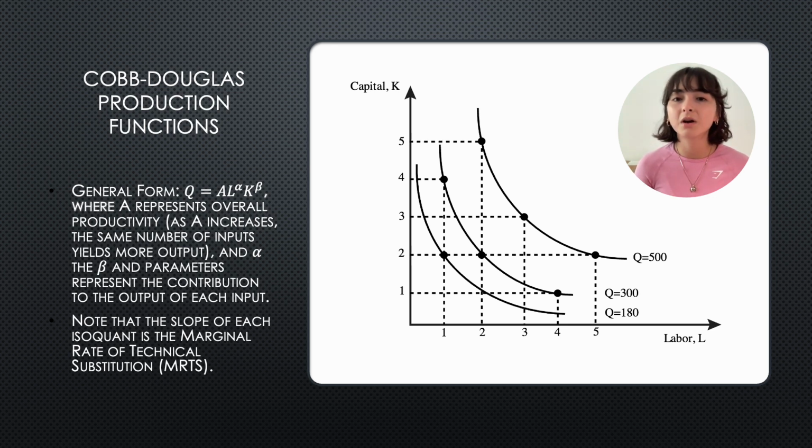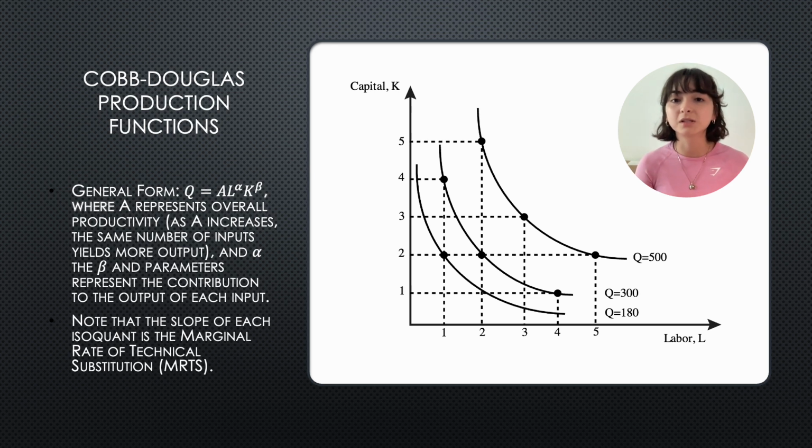Cobb-Douglas functions are used when dealing with a mix of inputs that have variable substitutability, where they are neither perfect substitutes nor perfect complements. The general form of a Cobb-Douglas production function looks like this, where A represents overall productivity, so as A increases, the same number of inputs yields more output, and the alpha and beta parameters represent the contribution to the output of each input. So just like other production functions, there exists an unlimited number of isoquants depending on whatever level of output a firm chooses to produce.